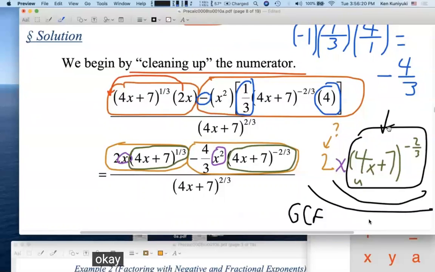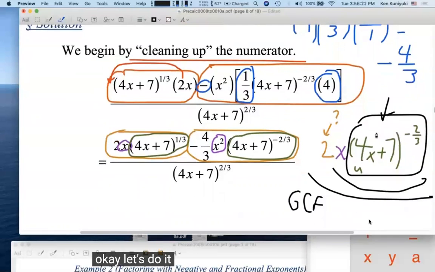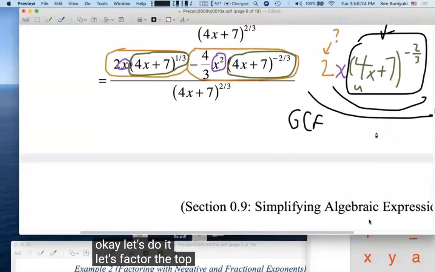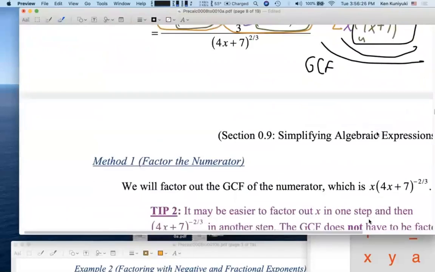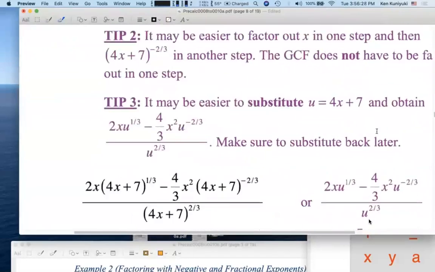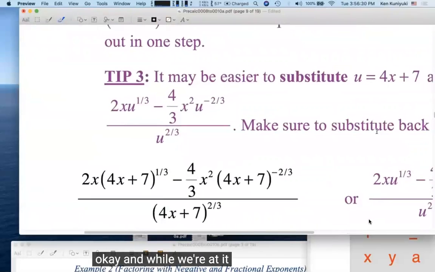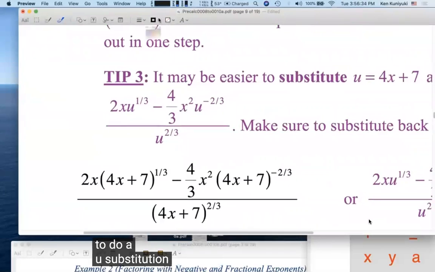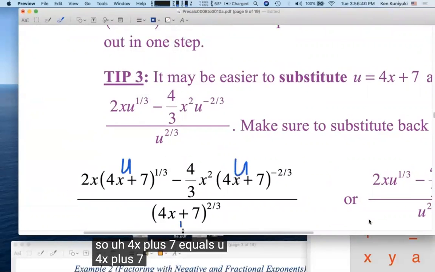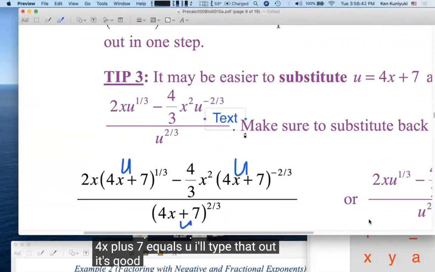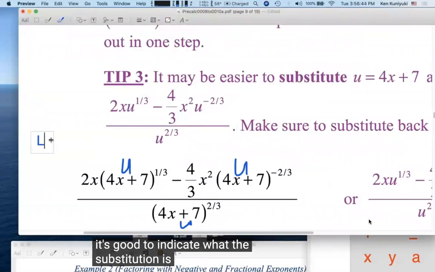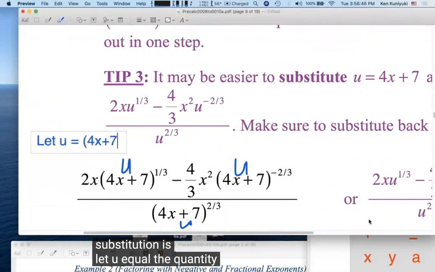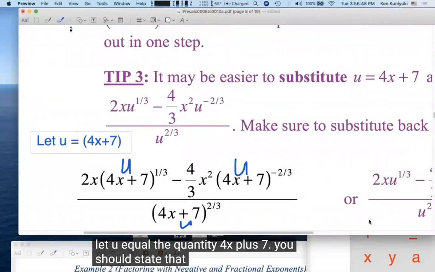Okay, let's do it. Let's factor the top. And while we're at it, I'm going to do a u substitution. So 4x plus 7 equals u. I'll type that out. It's good to indicate what the substitution is. Let u equal the quantity 4x plus 7. You should state that.